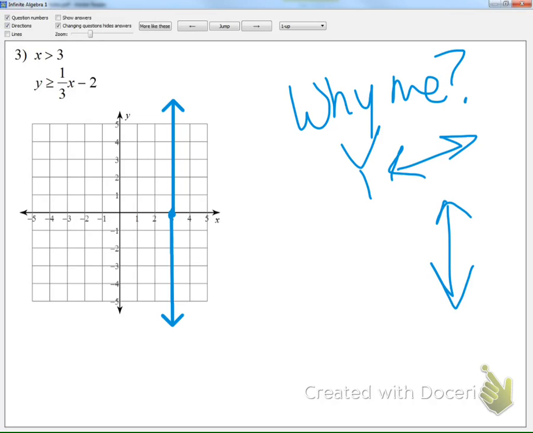Alright, we have one line graphed. Now, before we get finished with that, remember our other two questions that we have to ask ourselves. Is it dashed or solid? Is there a line? No, because only with a line is it a solid line. So we do have to make this a dashed line. So I'm going to go back and erase to make this a dashed line.